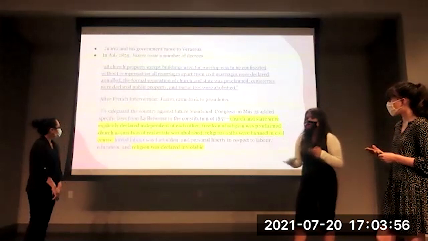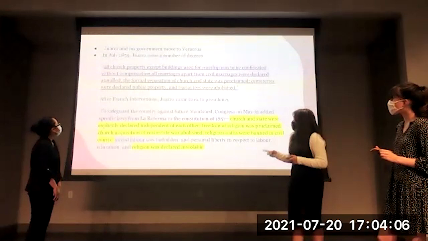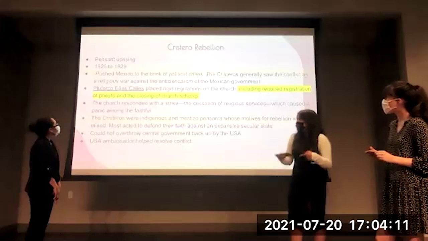So to safeguard against any future bloodshed, they also added to the constitution of 1857 the start of church and state independence. So, separation of church and state. That began right there. So, fast forward a couple of years, there was a peasant uprising called the Cristero Rebellion from 1926 to 1929.